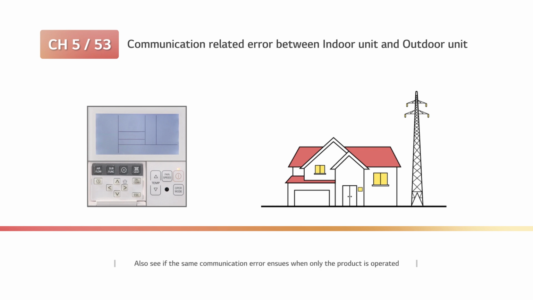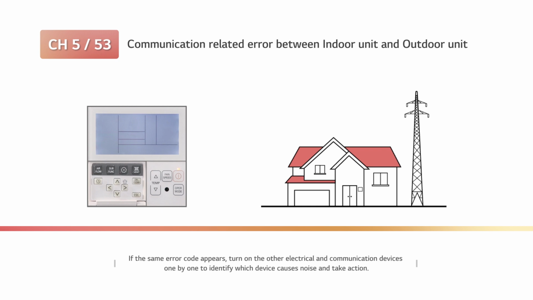Also see if the same communication error ensues when only the product is operated after turning off other electrical, communication, and security devices and lighting. If the same error code appears, turn on the other electrical and communication devices one by one to identify which device causes noise and take action.